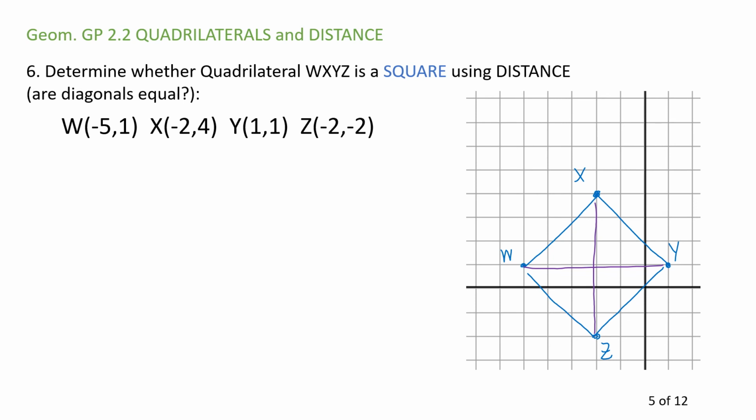Of course, the diagonals, one of them is XZ, so the length of XZ. Notice I didn't write the distance formula because I don't need it. I can just count the blocks. How long is this? Well, just count the blocks. 1, 2, 3, 4, 5, 6. It really is 6. How about WY? Same thing. Just count blocks. 1, 2, 3, 4, 5, 6.